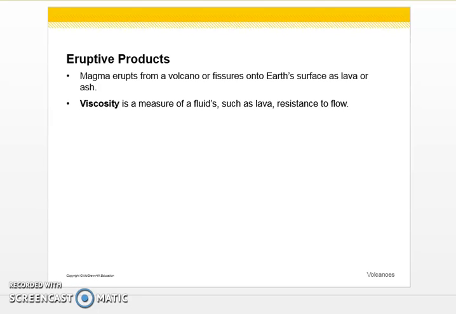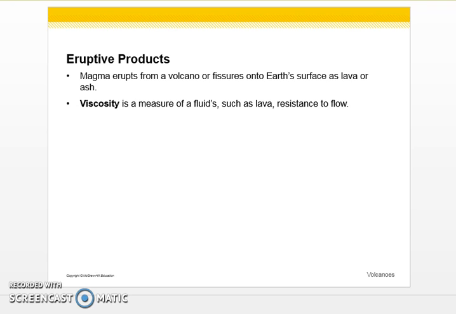Physical Science, we're back. Chapter 25, Section 4, Part 2, Eruptive Products. Magma erupts from a volcano or fissures onto Earth's surface as lava or ash. So what we call magma underneath the surface is still the same material above the surface, but if we're talking about magma above the surface, we can't call it magma anymore. We call it lava. Viscosity is a measure of a fluid's resistance to flow.